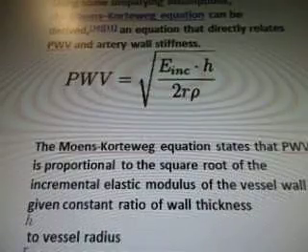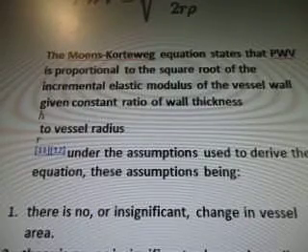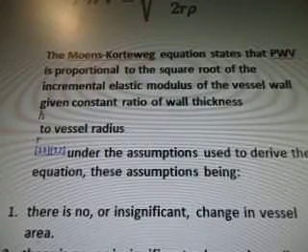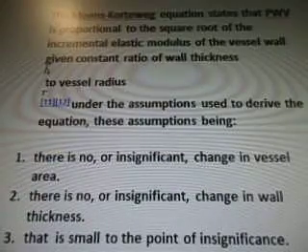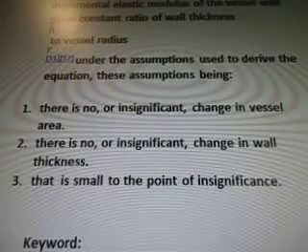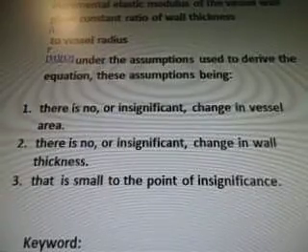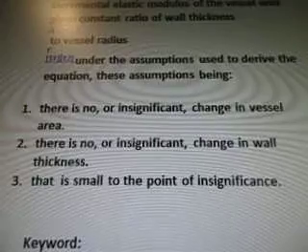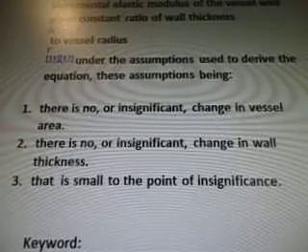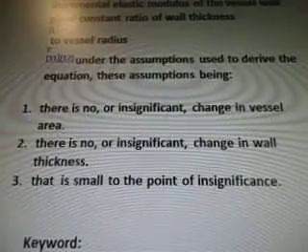So there's the equation there. The Moens Korteweg equation states that PWV is proportional to the square root of the incremental elastic modulus of the vessel wall given constant ratio of wall thickness, h, to vessel radius, r. Under the assumptions used to derive the equation, these assumptions being, oh, you know what? I didn't notice that r equals vessel radius. Now that could also go into a formula for our thing.